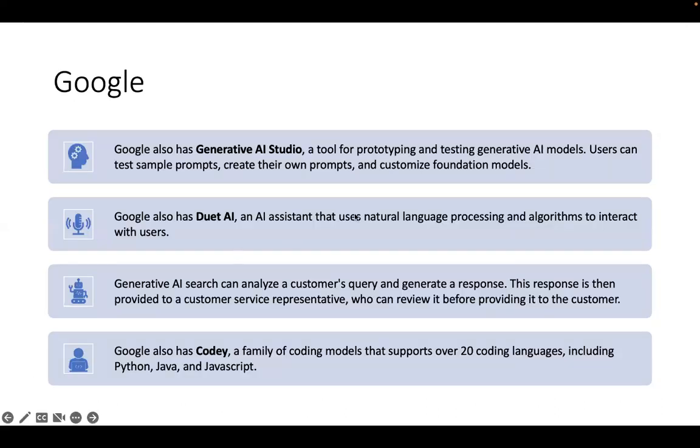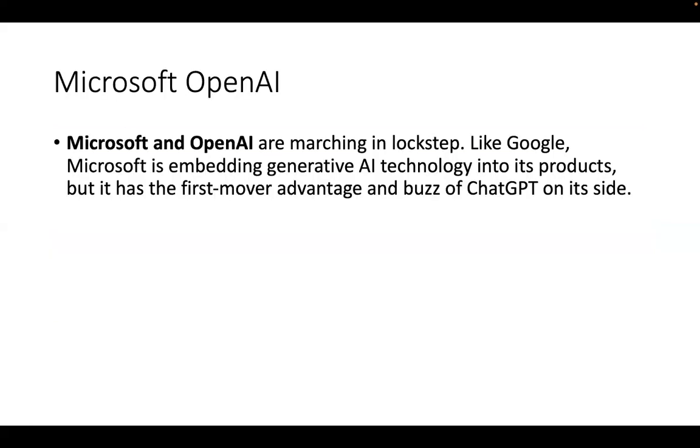In Generative AI Studio, you can do a lot of testing. You can write certain prompts. You can do certain testing. Okay, maybe I'll try to cover it in the third series that I'm planning. But today is just a high-level overview of how it is working. Okay, so you can use Duet AI from Google as an AI assistant that has NLP capabilities. In the same way it has Codey, which supports 20 programming languages like Python, Java, JavaScript. That is very, very good.